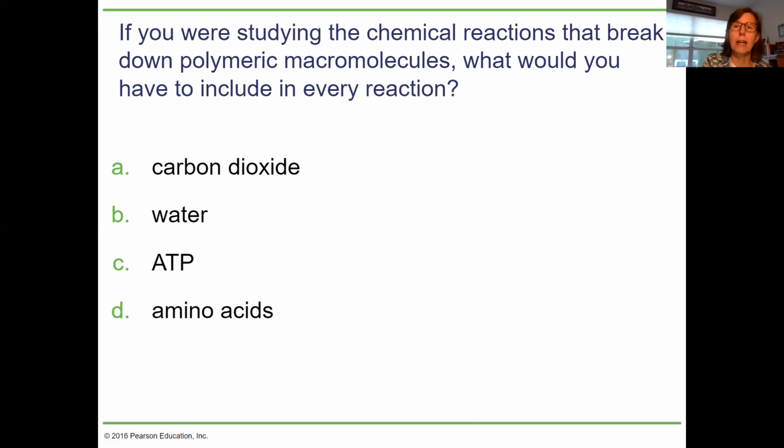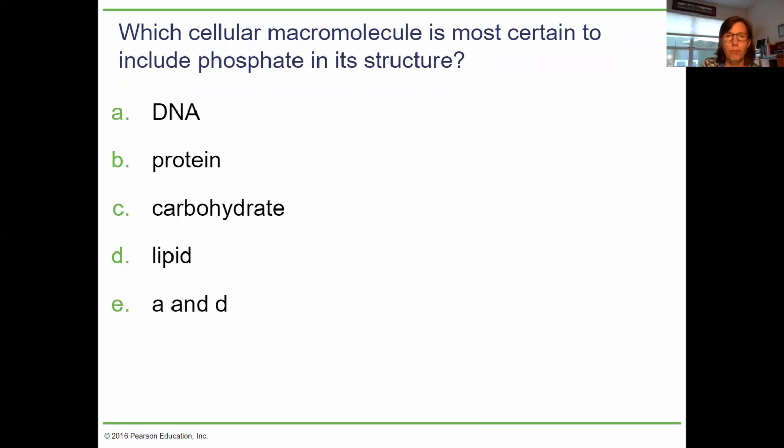So if you're breaking down a macromolecule, we just looked at dehydration. If you wanted to break apart two monomers in a polymer, you'd probably need to add that water back in to get those apart. So you would add an oxygen and two hydrogens to the ends of those associated monomers.